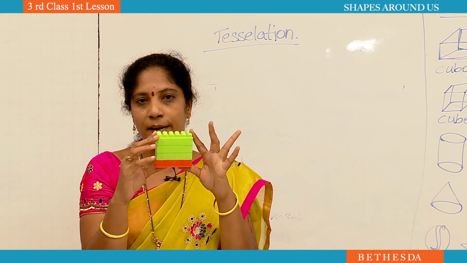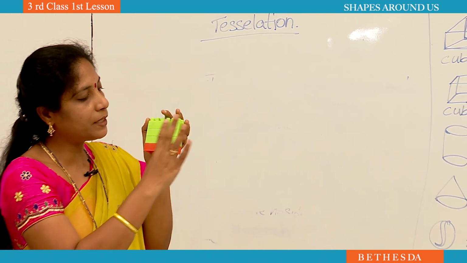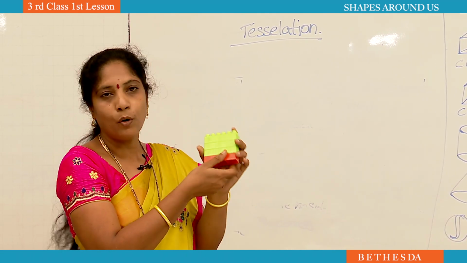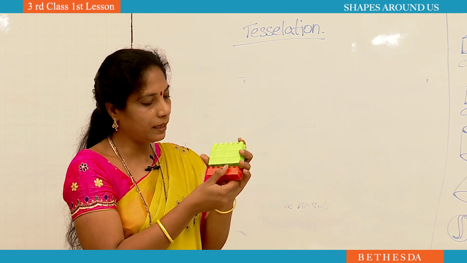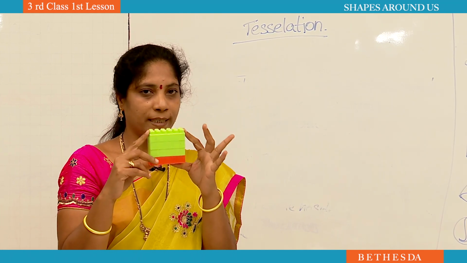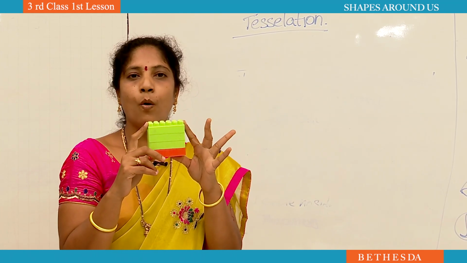Okay, did you understand? Here, to tessellate this shape, how many shapes did we use? Here we used only one shape. See here, this is a cuboid only. We used only one shape.